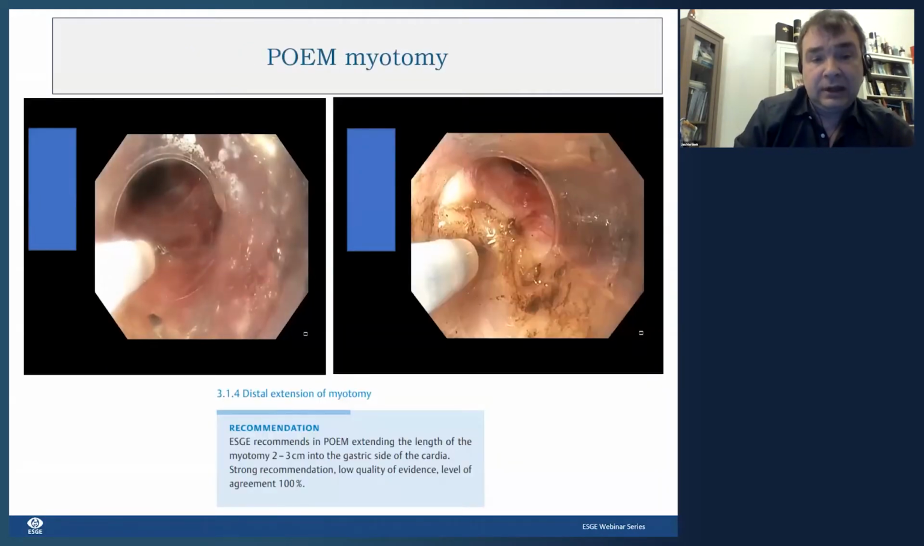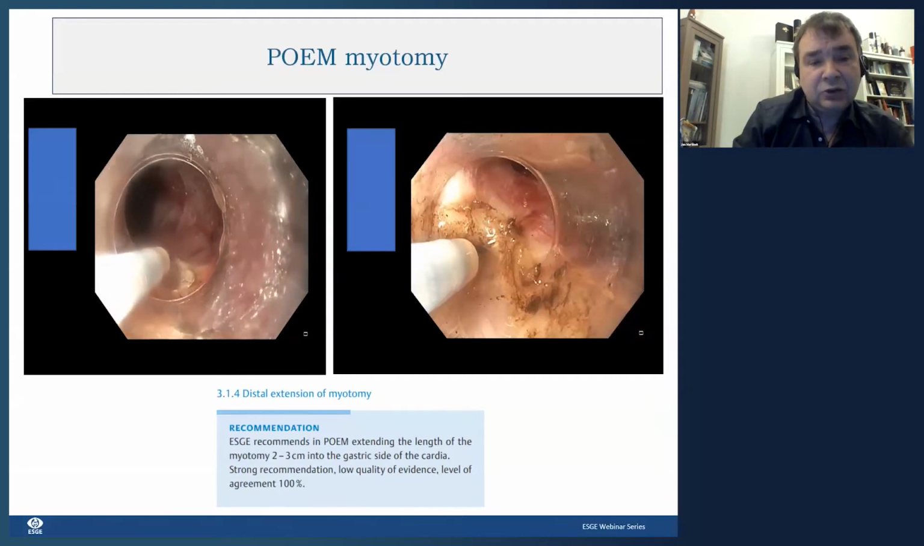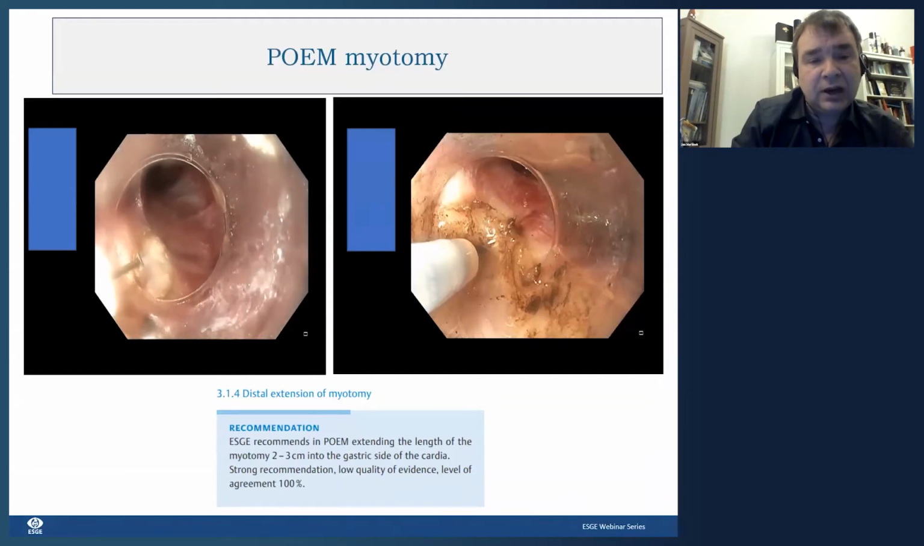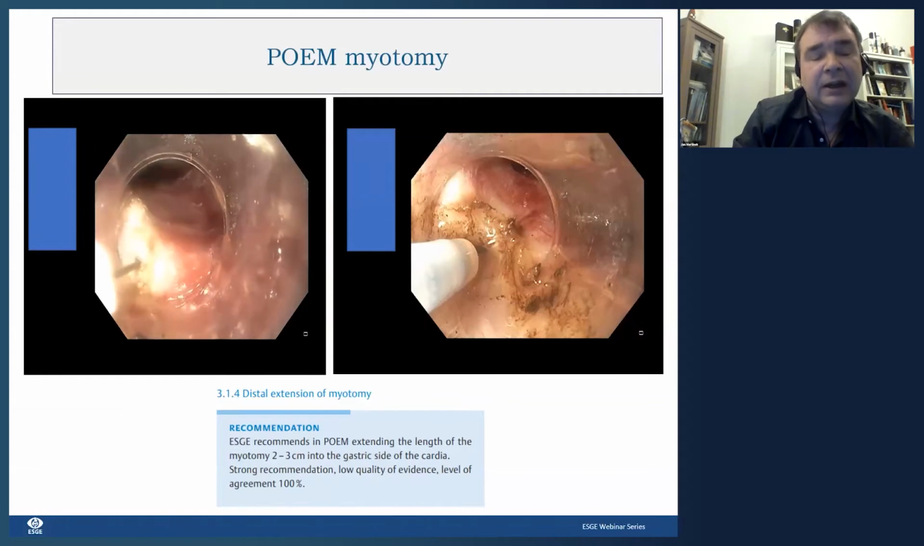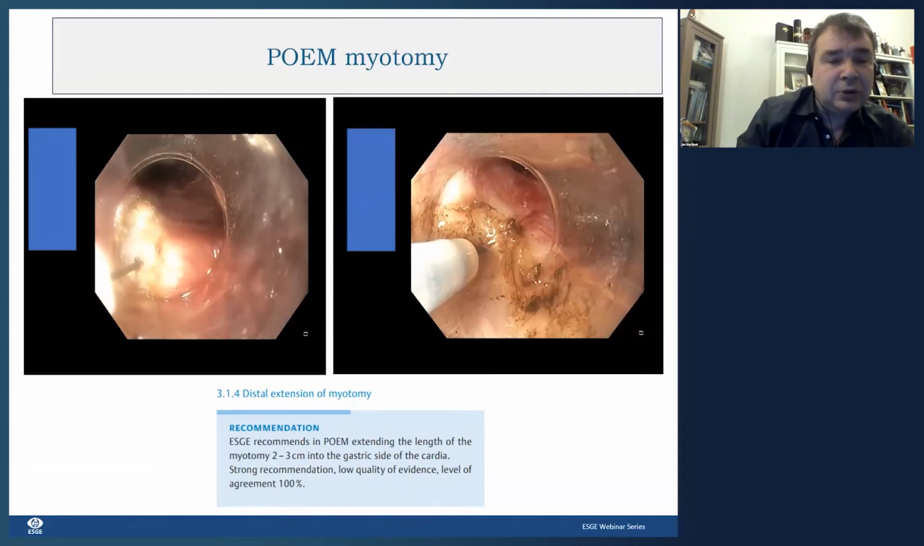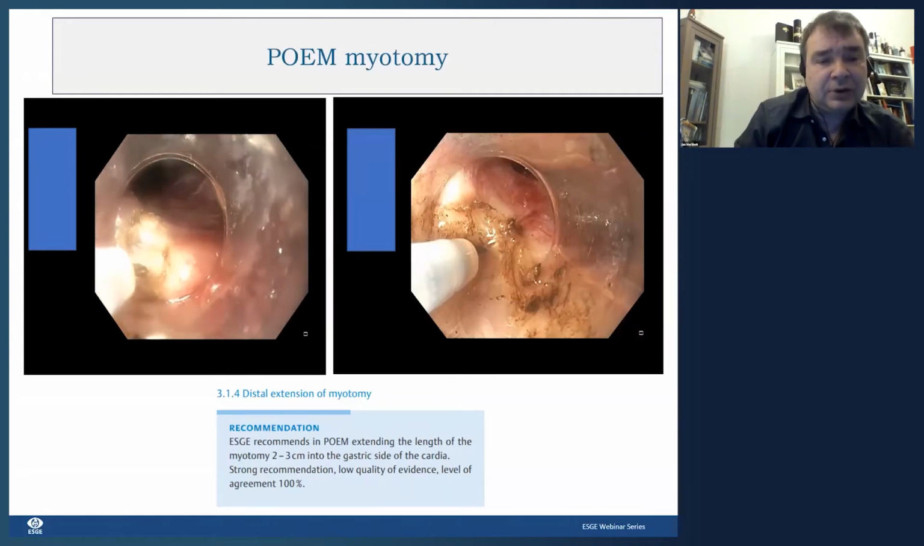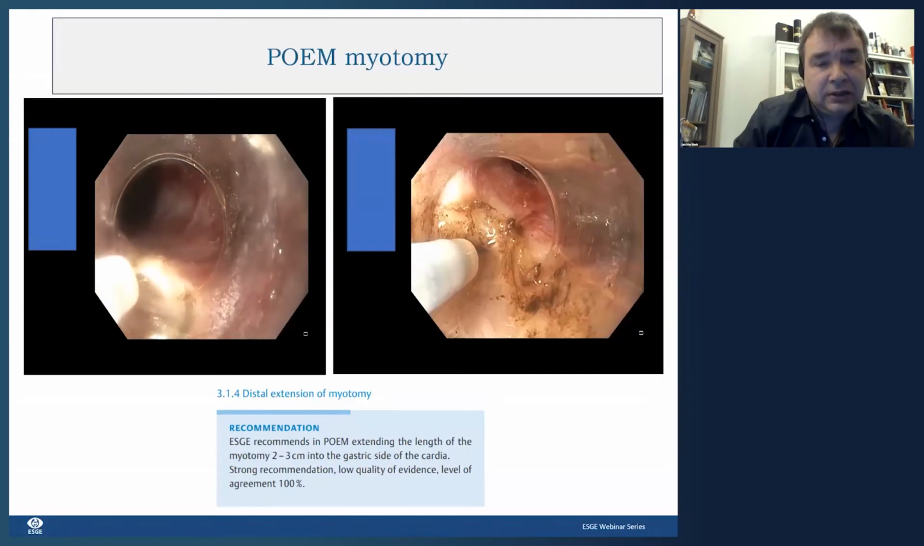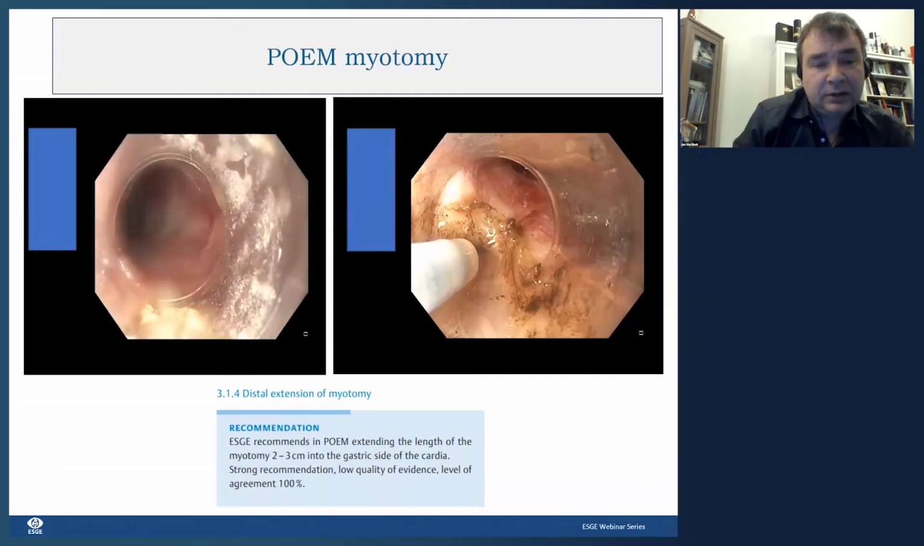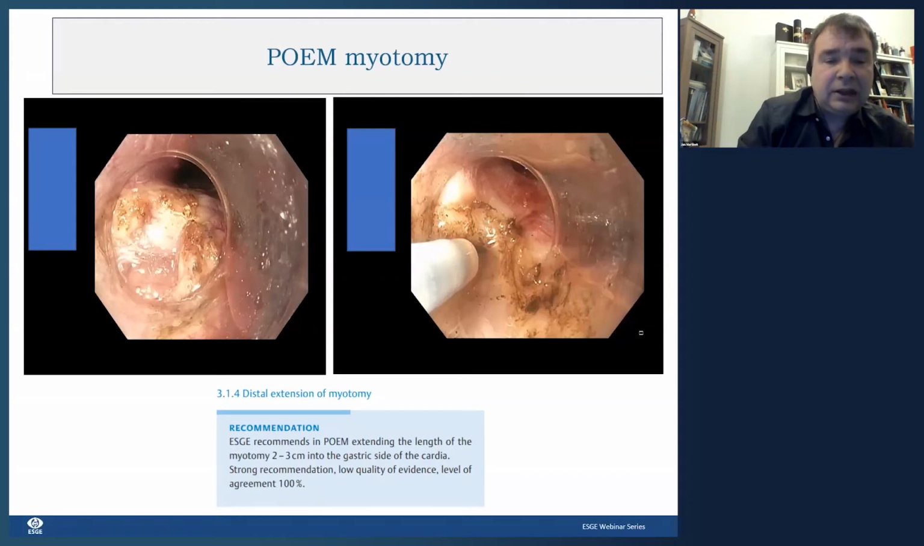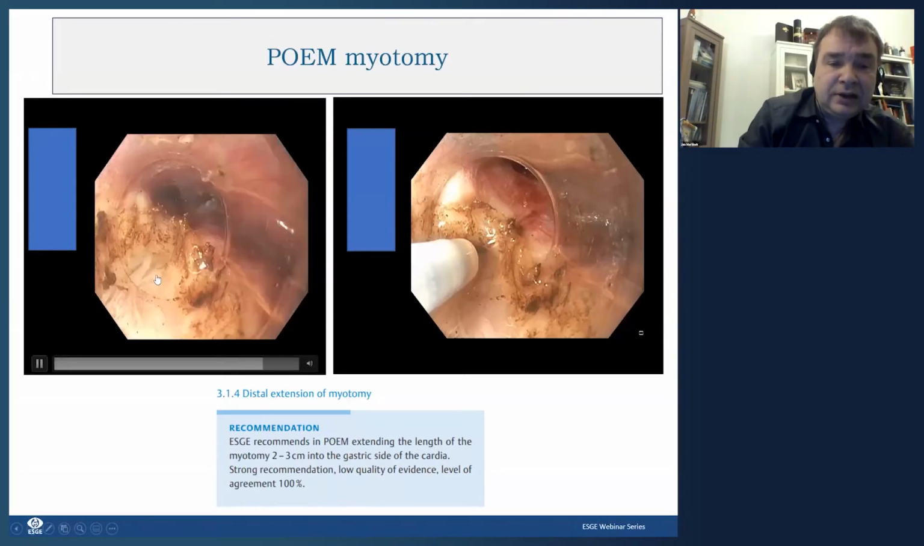Now it's the myotomy. Once the tunnel is completed, there is a myotomy. Here you see how we start the myotomy on the posterior side. I coagulate the circular fibers to get the appropriate depth. It means to see the longitudinal layer, as you can see here. And this is my plane.